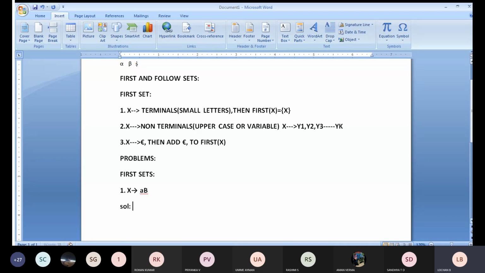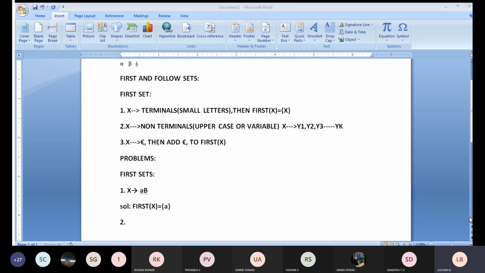So for this particular case, first of X, what did you get? Directly you got the terminal, small letter a. So I'll write it as it is, small a. That's all. I will not concentrate on B, because the B production has not been continued. They have only given X implies small a, capital B. The production is not continued there, so I'll stop the solution here.